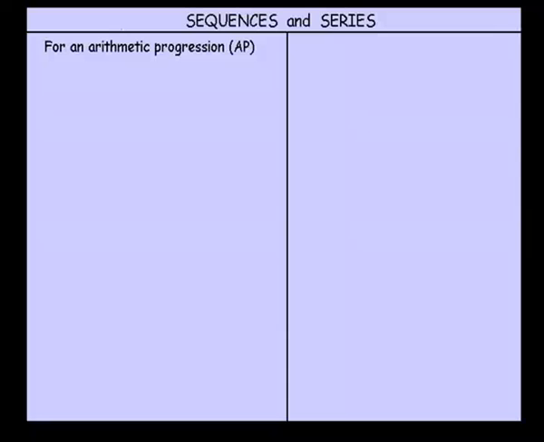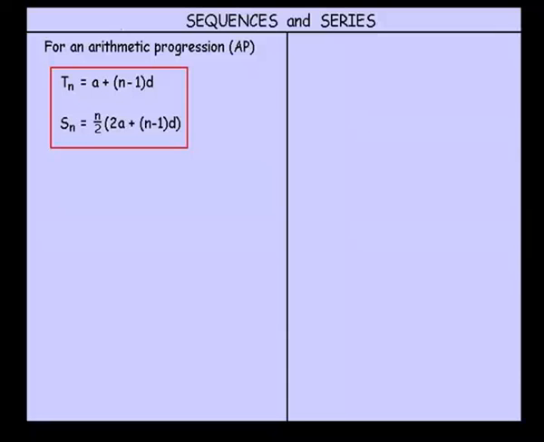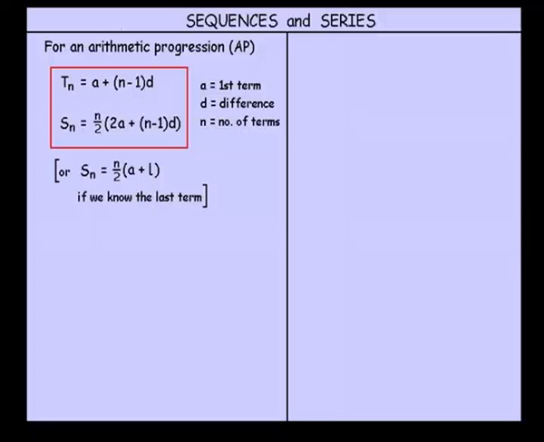Now just to recap, for an arithmetic progression, AP for short, there are two formulas for term and sum. a is the first term, d is the difference, n is the number of terms. Or remember, if we know the last term, we can use the shortened version if we're asked to find the sum.